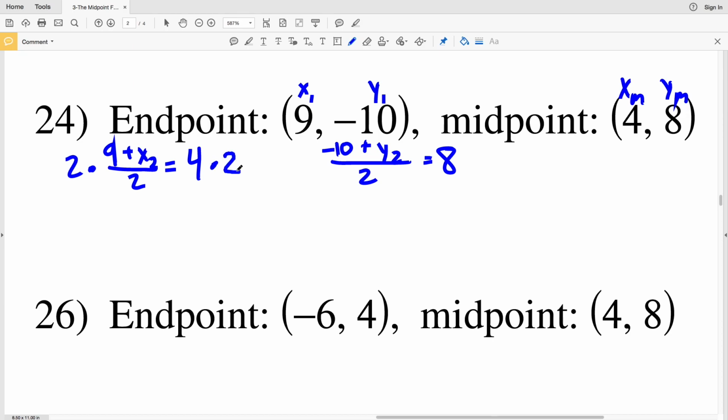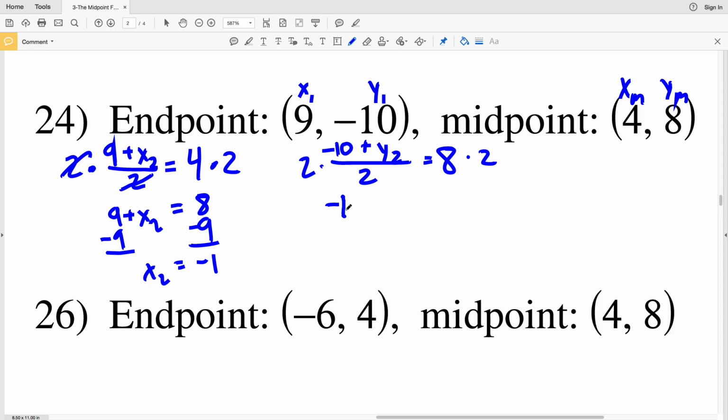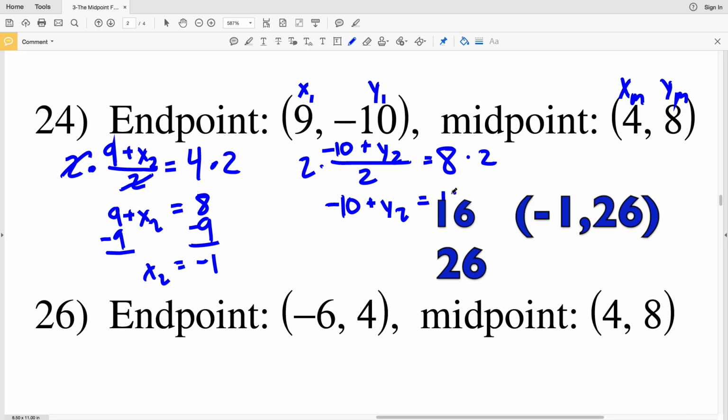Solving for my x coordinate, I'm going to start by multiplying by 2. Whatever I do to the left, I do to the right. So my 2's will cancel out since 2 divided by 2 is 1. So I'll be left with 9 plus x sub 2, and that's going to be equal to 4 times 2, which is 8. When I subtract 9 from both sides, I get that x sub 2 is equal to negative 1. Now working on my y coordinate, multiplying both sides by 2, I'll get that negative 10 plus y sub 2 is equal to 8 times 2, which is 16. So I'm going to add 10 to both sides to get that y sub 2 is equal to 26.